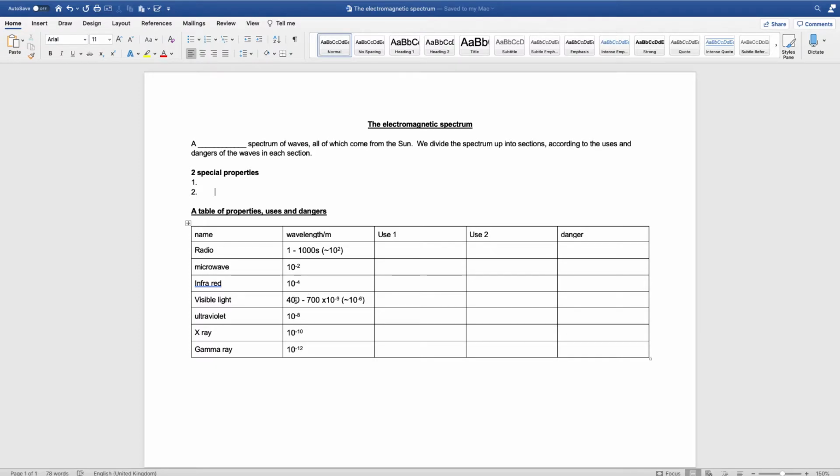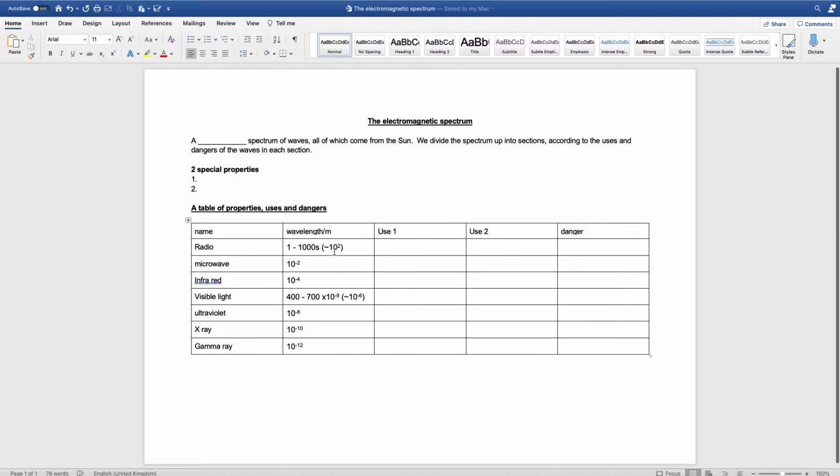So 10 to the minus 2, 10 to the minus 4, 10 to the minus 6, 10 to the minus 7, 10 to the minus 8, 10 to the minus 10, 10 to the minus 12. So there's a pattern in there. A factor of 100 between them pretty much. Radio waves, meters, you could say that's tens of meters, 10 to the 1, 10 to the minus 2, 10 to the minus 4, 10 to the minus 6, 10 to the minus 8, 10 to the minus 10, 10 to the minus 12. So there is a pattern there for you.